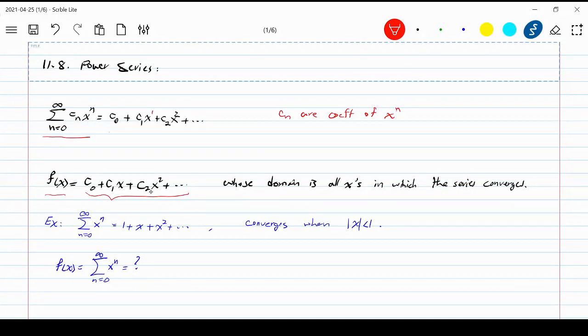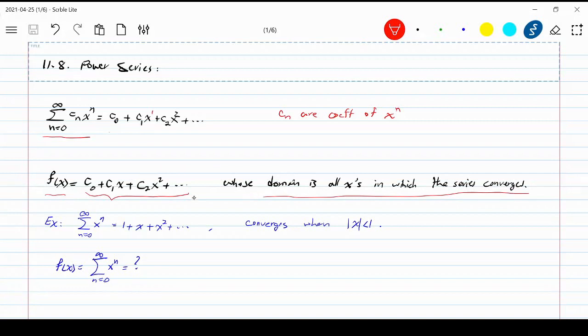Let's call it f of x, but that is a function if for the x value we have a convergent series. So we say the domain of that function is all those x's for which the series is convergent. If it's divergent, then it doesn't represent a value.